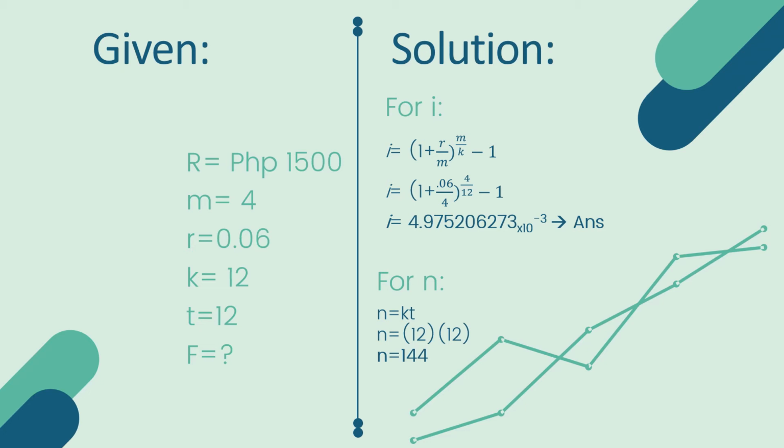And we'll get 4.975 times 10 raised to negative 3. But that's too long, so we'll just use answer, and you can see that in your calculator. The next that we will solve will be N. And N is equal to KT, and our K is equal to 12, and our time is equal to 12 years. So 12 times 12, our N is equal to 144.